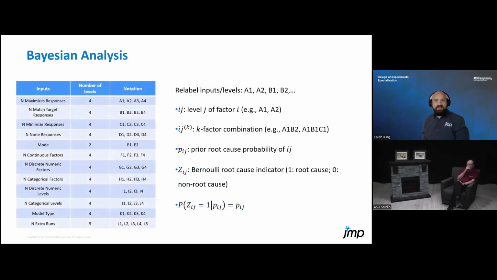So that starts, as most Bayesian methods do, with assigning the priors. And there's a lot of info here. A lot of it's just breaking out notation. But the main thing you just need to know is for each level, you're going to assign some prior probability of that being a root cause. What is the probability that A1 is the root cause of a fault, or C2, or E2? So everybody gets a prior.